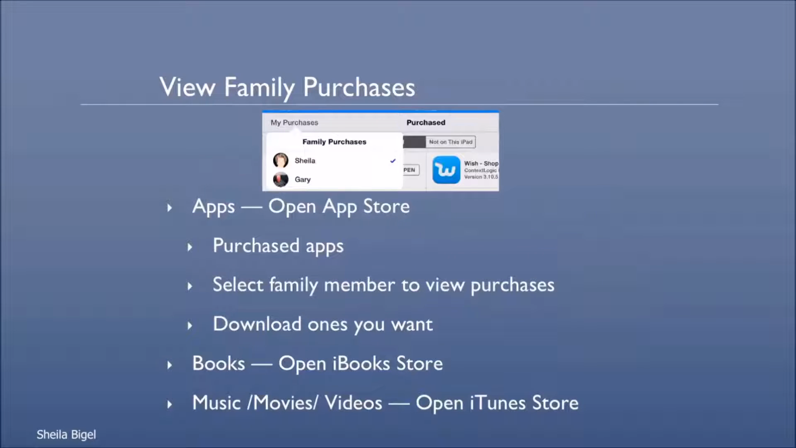So when you're on your iPad to view the family purchases, and this is a screenshot, I believe, of the App Store. So you go to the store and you go to the Purchase tab on the bottom. And at the top of the screen, you'll see something that says My Purchases, and that shows the members of the family. And you click on the person whose purchases you want to access. It's pretty much as simple as that. And then you download the ones that you want. And it works the same way for the iBook store and also for the iTunes store.